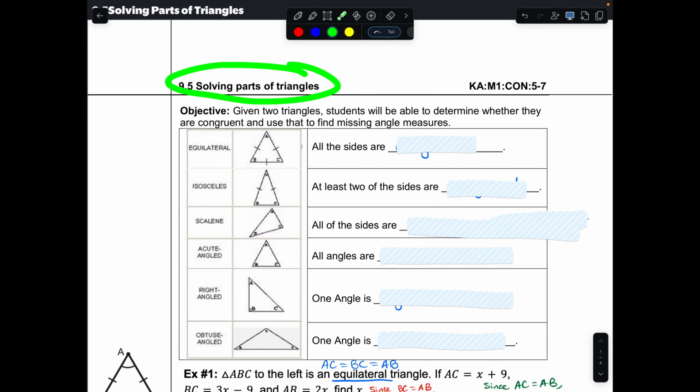Lesson 9.5, solving parts of triangles. Our objective is that given two triangles, you'll be able to determine whether they are congruent and use that to find missing angle measures. Some quick vocab review.